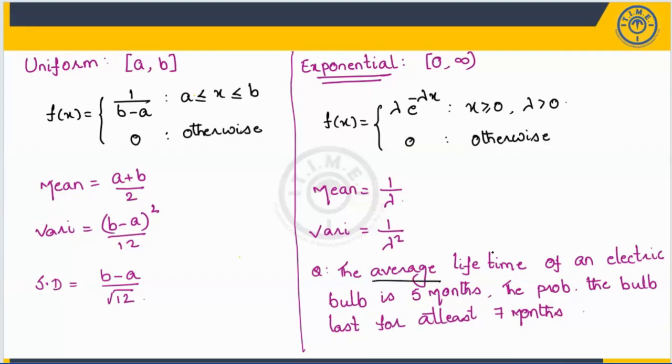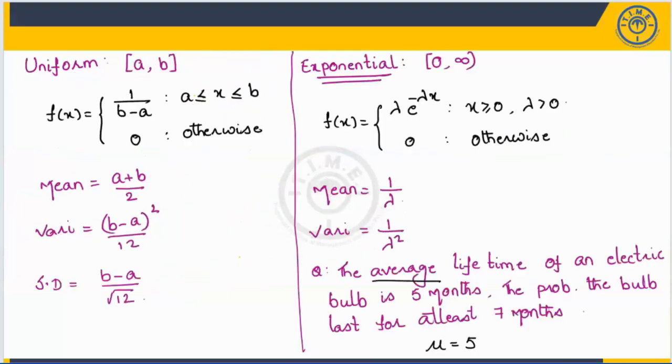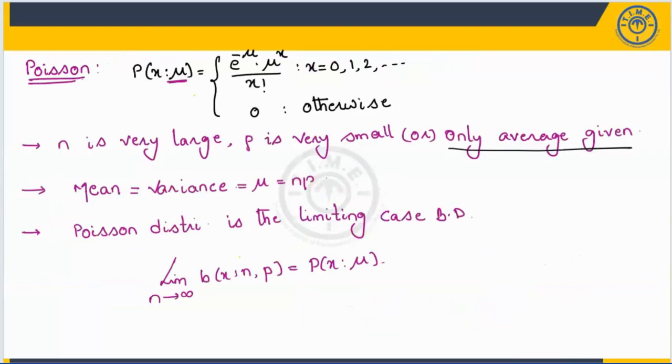value is given. So I can say mu is equal to 5 months. As only the average value is given, we can use the Poisson distribution. Why? Because in the Poisson distribution, if only the average value is given, we can use Poisson. Now, if you look into this question, only the average value is given, so you might be thinking we can use the Poisson. But the lifetime, is it discrete or continuous? Lifetime is a continuous random variable. It is not discrete. So as it is continuous, you can't use the Poisson, because Poisson is defined for discrete, not for continuous.